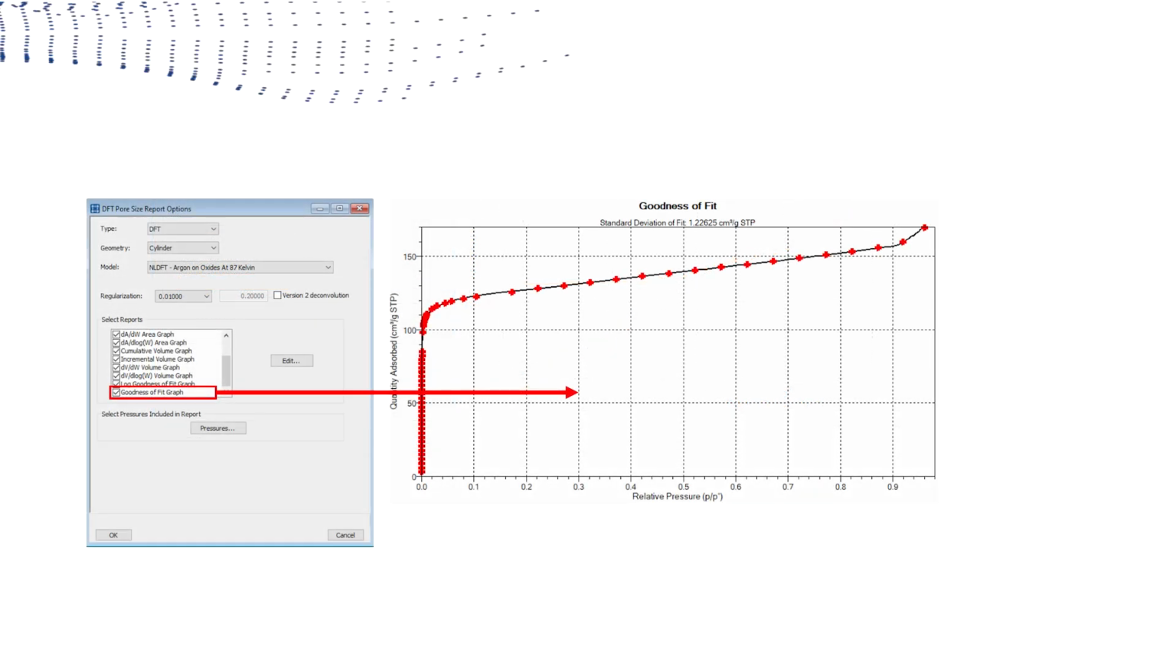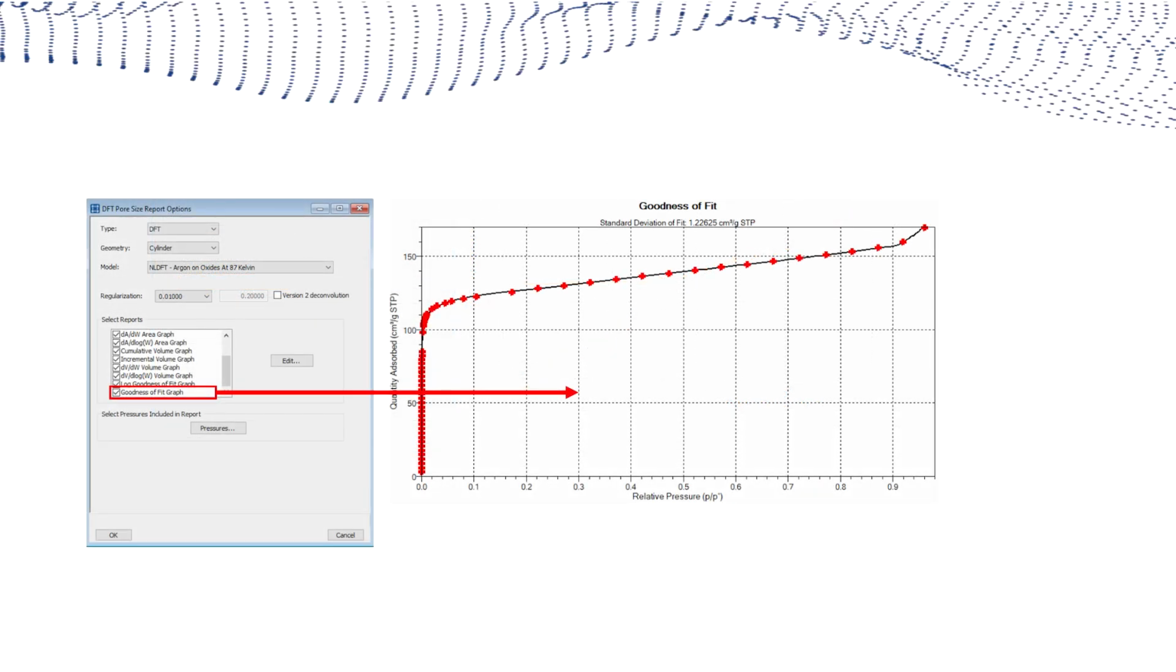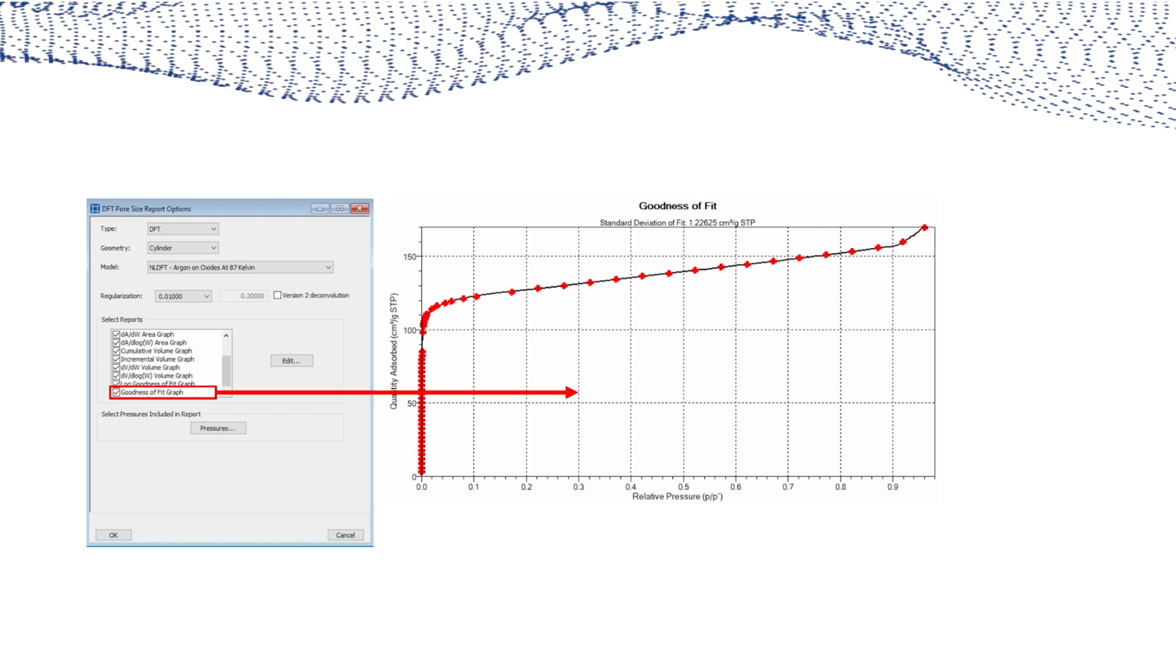The goodness of fit graph shows the same data that we saw on the previous slide. However, this time we're not looking at it on a log axis, but a standard axis. It can be a little bit difficult to see here once we get to regions that are below 0.01 P over P naught.